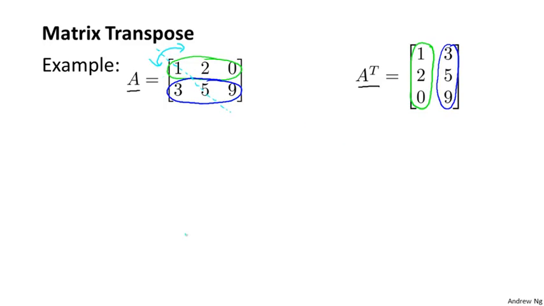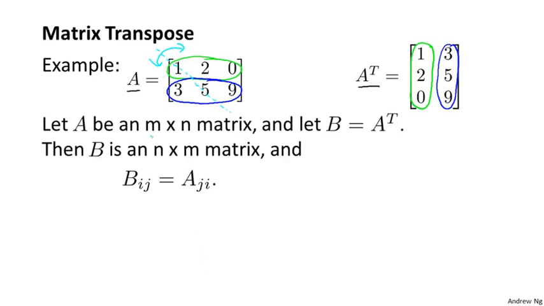Okay? So here's the more formal definition of a matrix transpose. Let's say A is an M by N matrix, and let's let B equal A transpose, like so. Then B is going to be an N by M matrix, with the dimensions reversed. So here we had a 2 by 3 matrix, and so the transpose becomes a 3 by 2 matrix. And moreover, B_ij is equal to A_ji. So the ij element of this matrix B is going to be the ji element of that earlier matrix A.